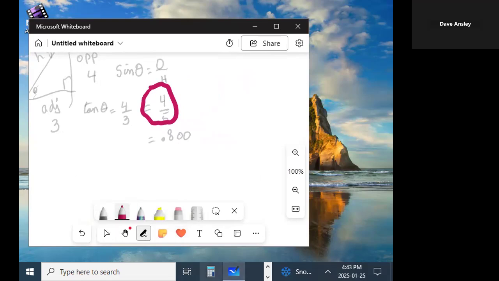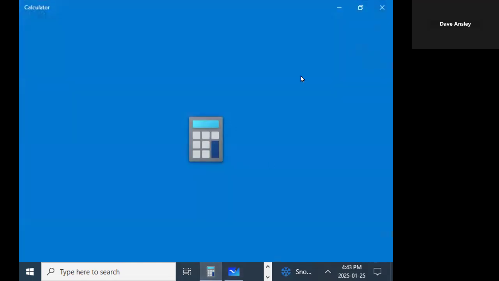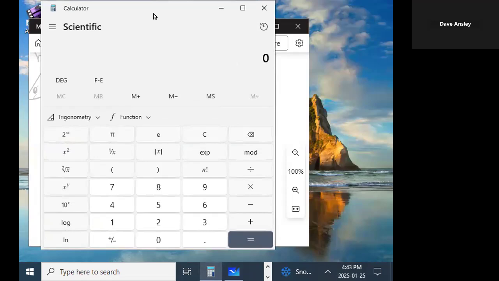Do you have a scientific calculator on you right now or not? Yeah, maybe I do. I can get one on my phone. Hang on. I've got one here too.